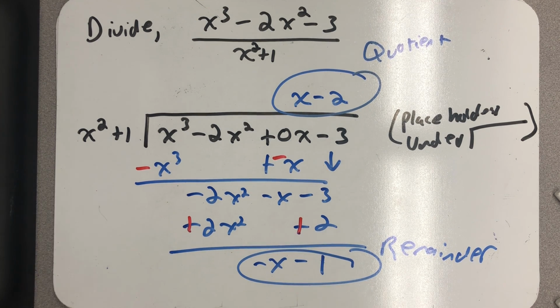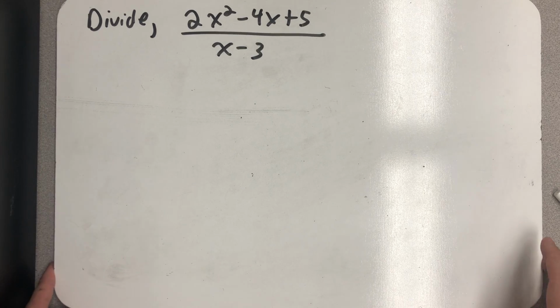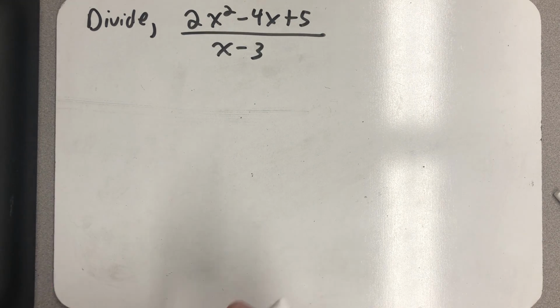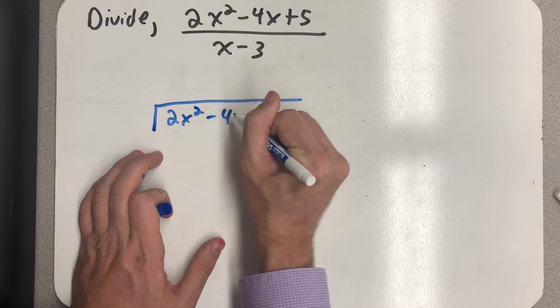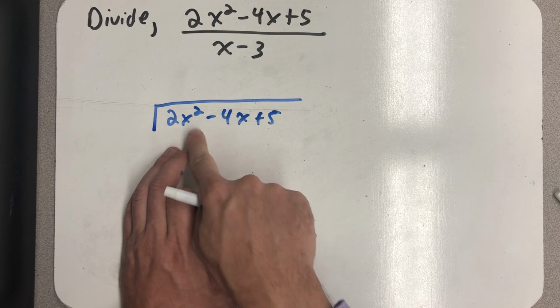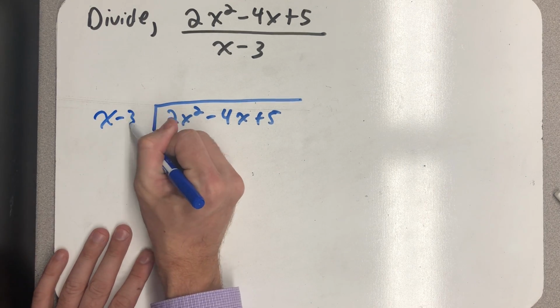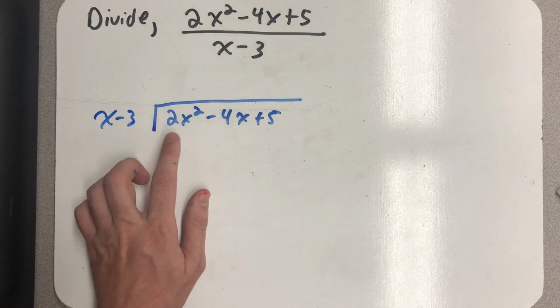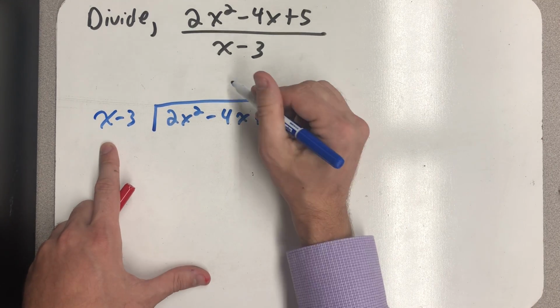Let's do one more example together. I want to divide 2x squared minus 4x plus 5 by x minus 3. No placeholders in this one because I see every possible power of x, but I always check: 2, 1, constant term, that would be x to the 0. And I'm dividing by x minus 3. I need to multiply x by something to get that 2x squared, so that'll be 2x.